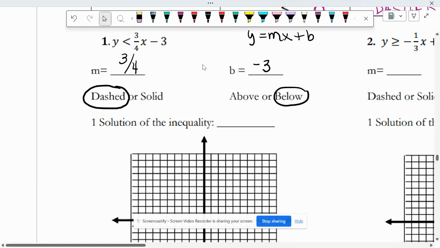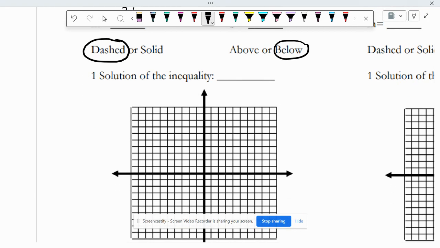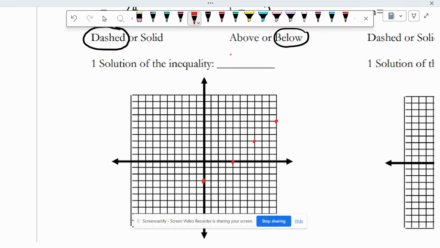So let's graph this line. Begin at -3. 1, 2, 3. And then from there, I'm going to go up 3/4. Up 3/4. And I might even want to go down 3 and to the left 4. And then I'm going to connect these points with some dashes.